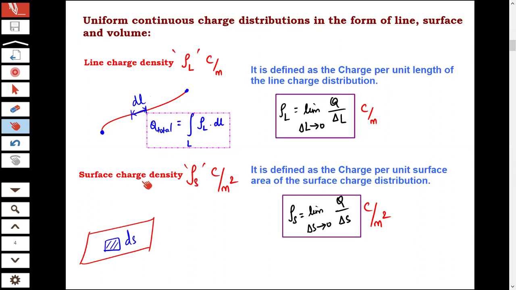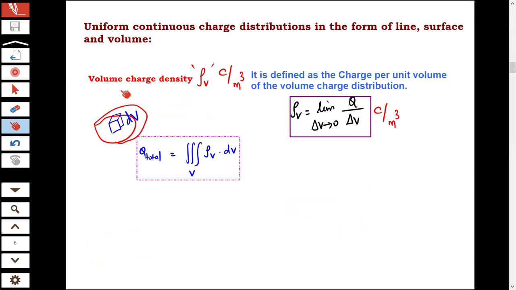Similarly, for a surface charge, if it is continuous and uniformly distributed, we can define charge per unit surface area, and that is called surface charge density, indicated as rho suffix s. By definition it is charge per unit surface area, and it can be written as charge per unit surface area if the surface area is very small, with units of coulomb per meter square. With this surface charge density, it is possible to write the total charge contained in the entire surface as the surface integration of charge density over the surface.